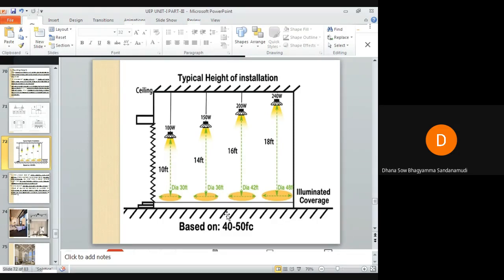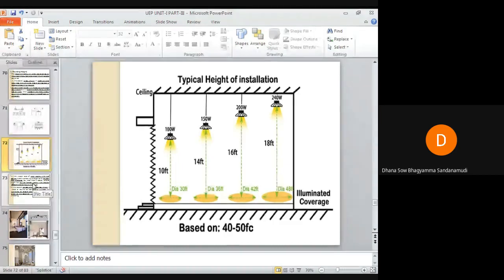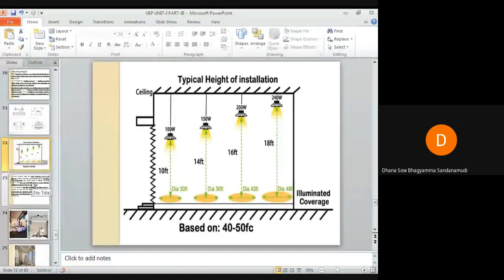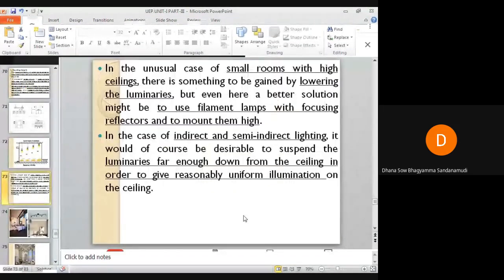Okay, it's just to give you some information. You need not memorize these values. Just to give you some information, I have included this slide. So what we have discussed was with respect to the larger surface area room.